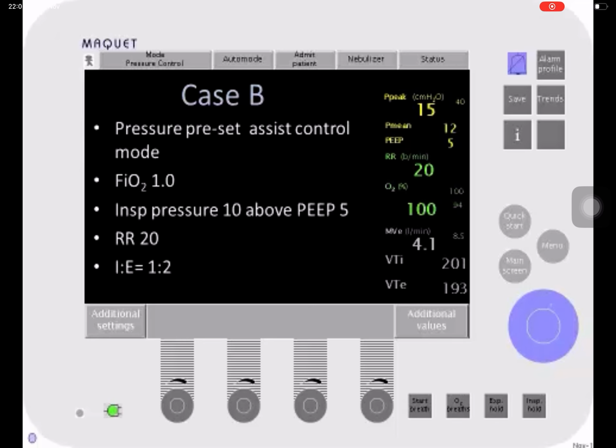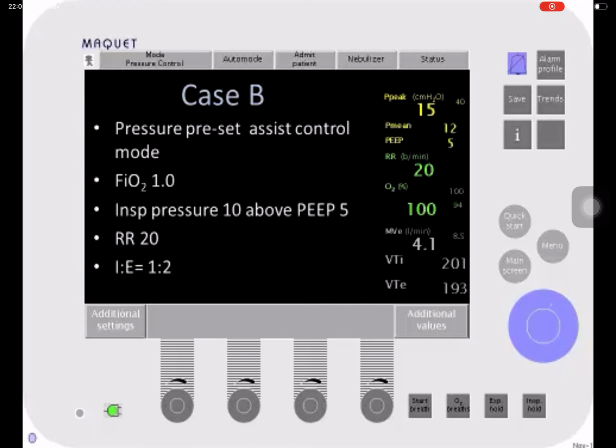We decide to select pressure control mode with an initial FiO2 of 1 and initial pressure of 10 above PEEP of 5. In pressure control mode, we have to estimate the appropriate pressure and then adjust according to the tidal volume, chest movement, and PaCO2.